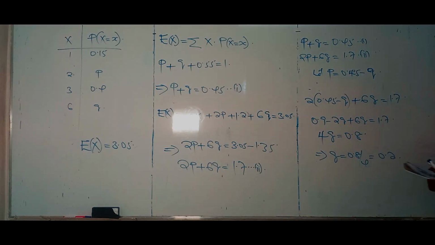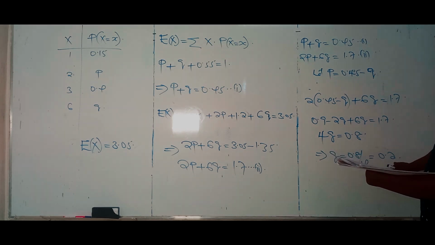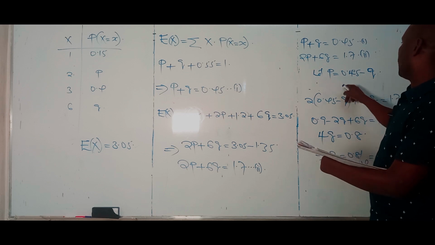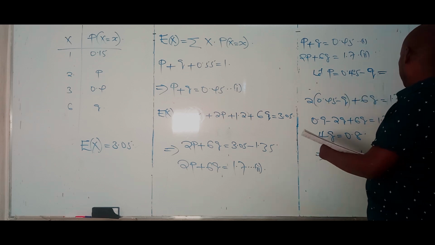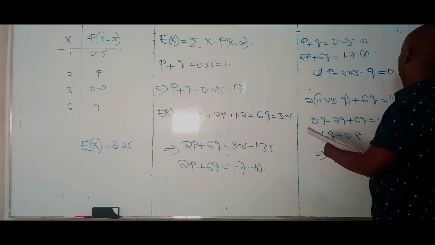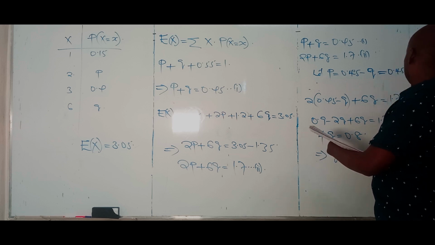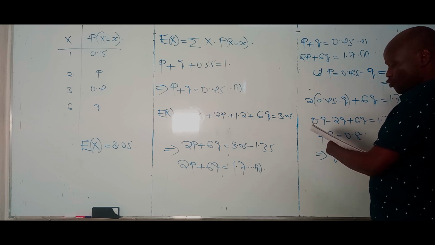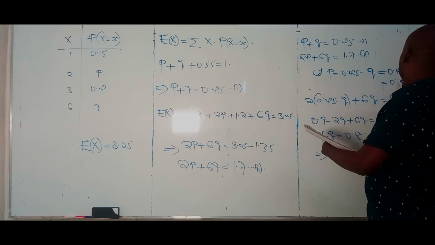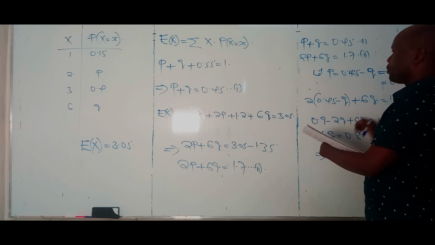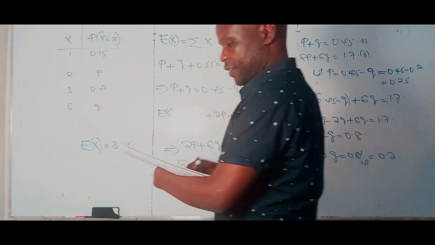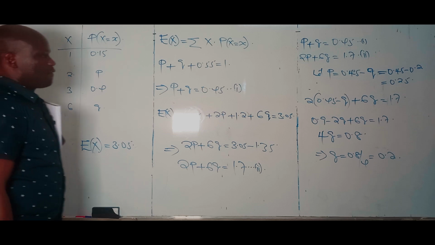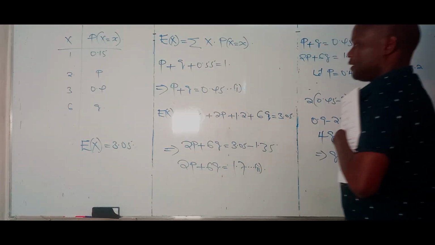So q is 0.2. If q is 0.2, then I substitute the value of q here to get the value of p. So it will be 0.45 minus 0.2, which gives me p to be 0.25. So q is 0.2 and p is 0.25. Now, those are the values that we have, and that is the answer.